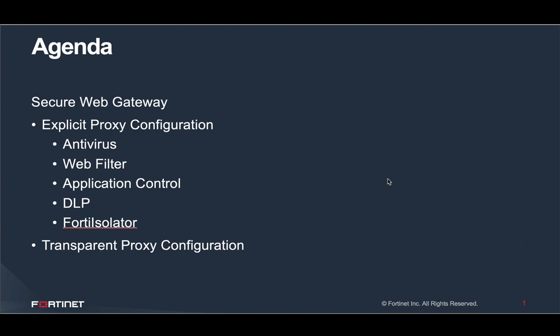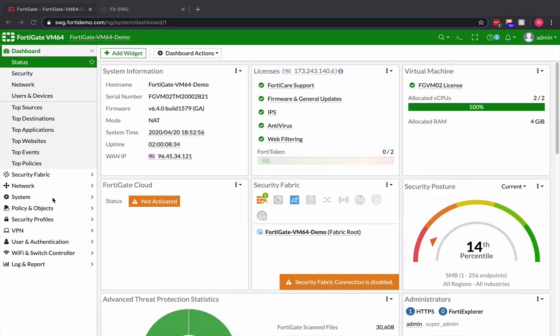Hi, this video will show you how you can configure explicit proxy in the latest 6.4 FortiOS. We'll cover explicit proxy configuration with some security profiles: antivirus, web filter, application control, DLP, FortiIsolator, and the last thing is transparent proxy configuration. So let's get started.